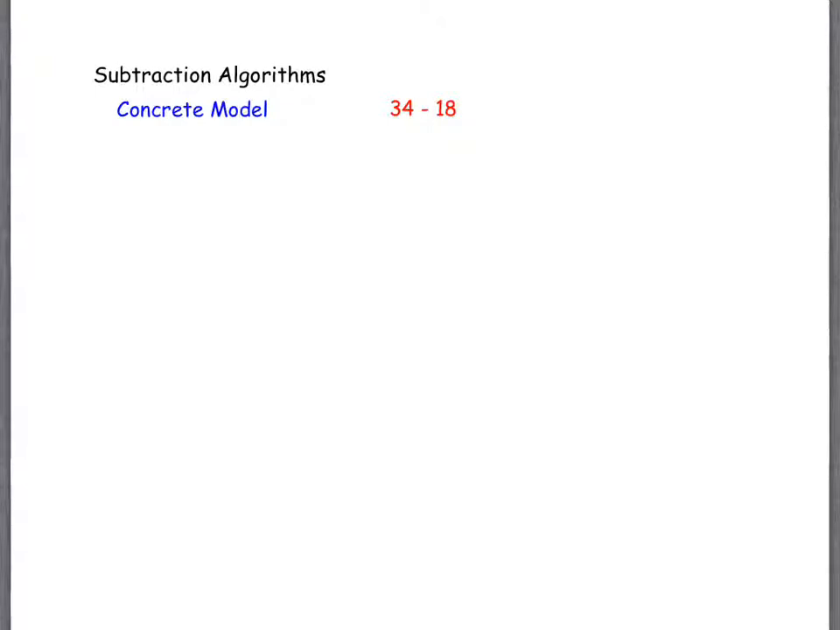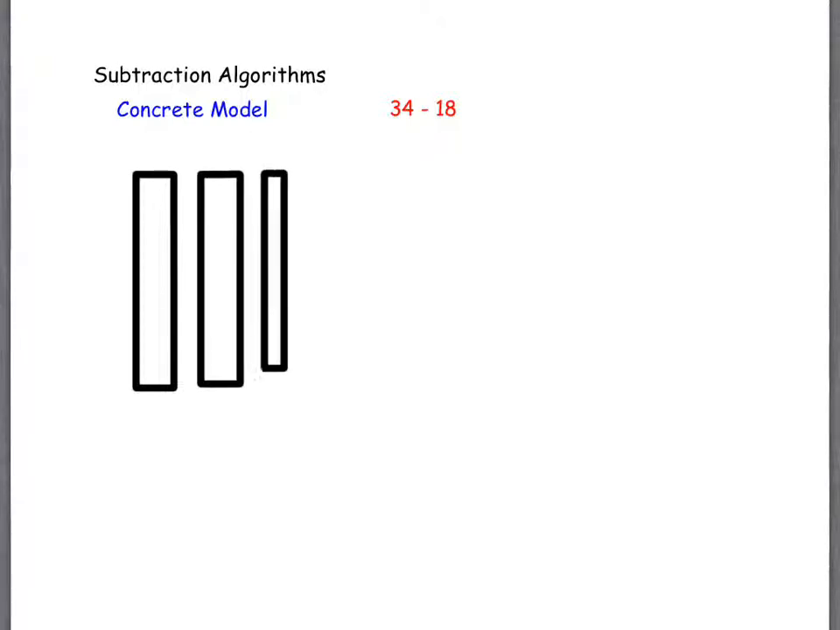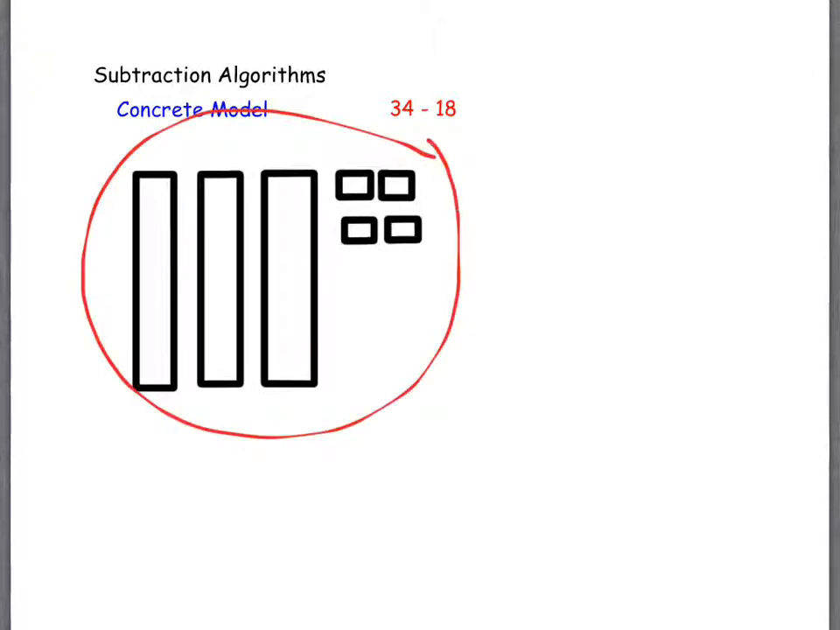So we did these values before where we did 34 and 18. So here's the way it works, though. I'm going to start with the 34. So here's 1, 2, 3. And then I've got my 4 individual units. There's 34. Basically, I've got a group of 34 blocks.